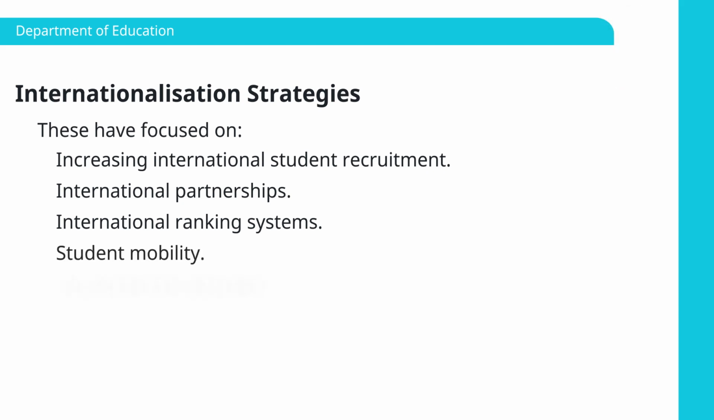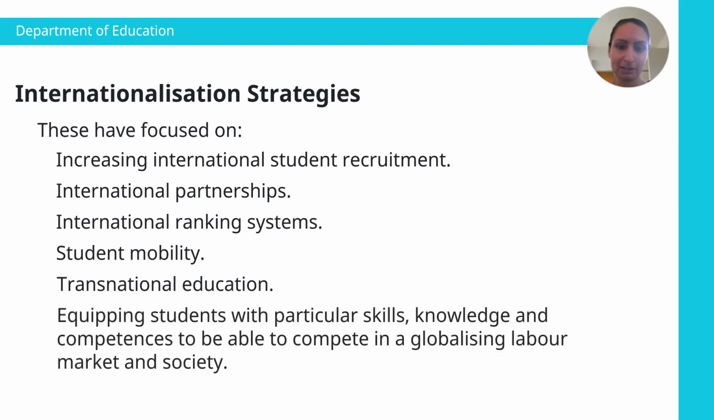Student mobility, another huge one. So through various programs, so at the EU level, there's the Erasmus program, where students in the EU get to go and spend a period of time, normally half a year or a year even, in another country. But there's also student mobility in the sense of moving to another country to do your studies. And that kind of feeds into this idea of transnational education, where we talked about different campuses as well in different countries. And this focus on equipping students with particular skills, knowledge and competencies to be able to compete in a globalizing labour market and society. So again, that's coming into the employability agenda as well.